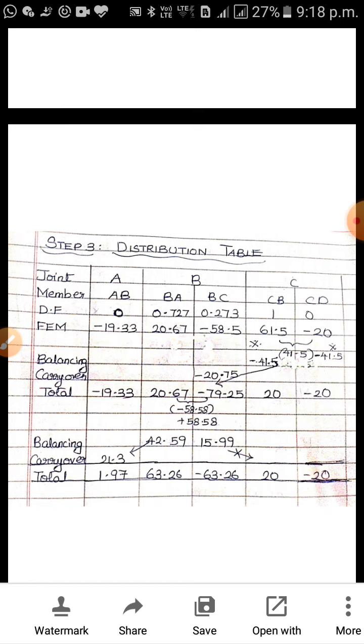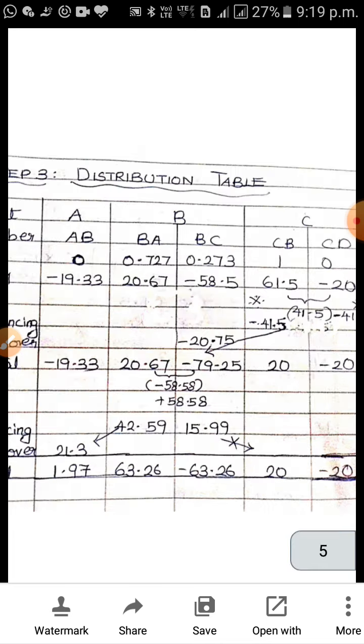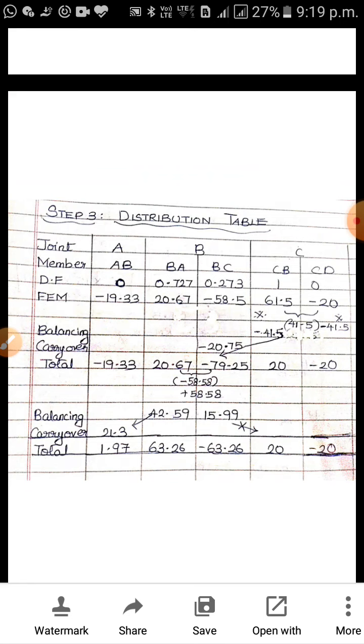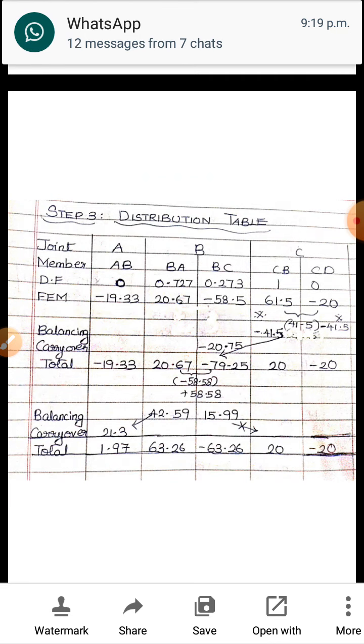So again now from B to C no carryover, because we have just balanced, we don't want to disturb it. But from B to A, BA to AB there will be carryover. So ultimately in one iteration itself we get the values. That's all. So as in the previous lecture, this problem is quite simple.